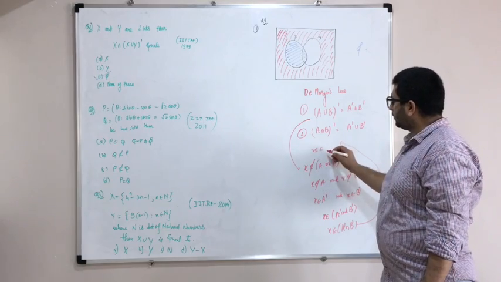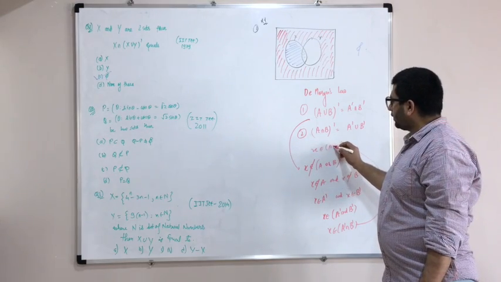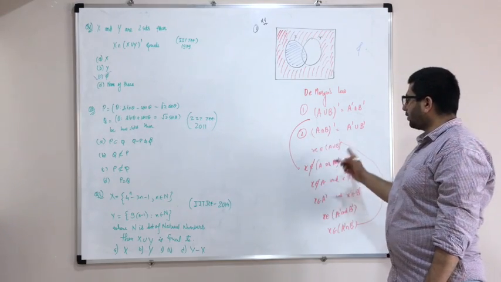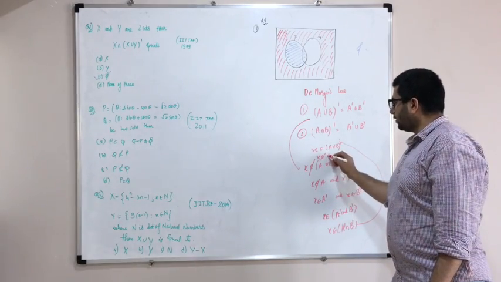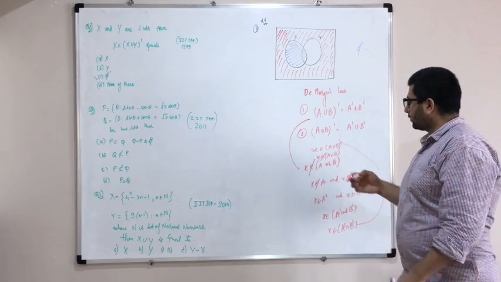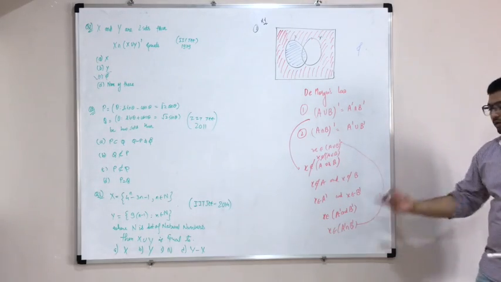X belongs to A union B complement. So X does not belong to A union B. So here it comes, X does not belong to A union B. Okay, so this is what we have started.